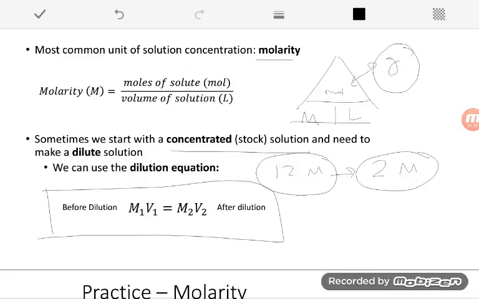M1V1 equals M2V2, where M stands for molarity and V stands for volume. And typically on the left side, we put the molarity and volume of our concentrated solution, whereas on the right side, we put it after we have diluted it. So this would be our less concentrated solution on the right.